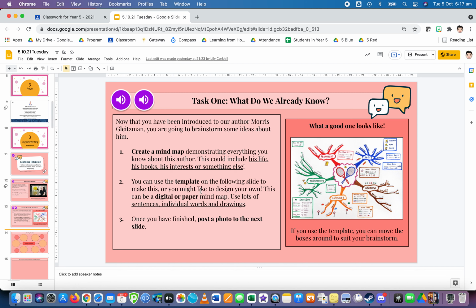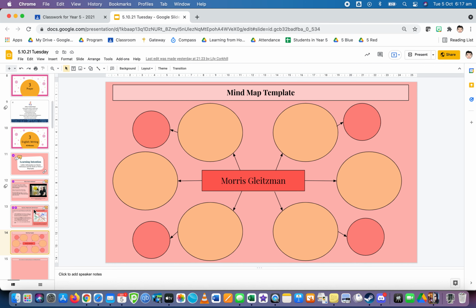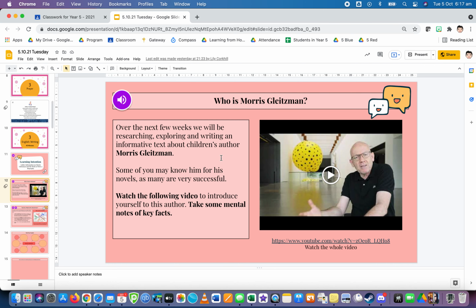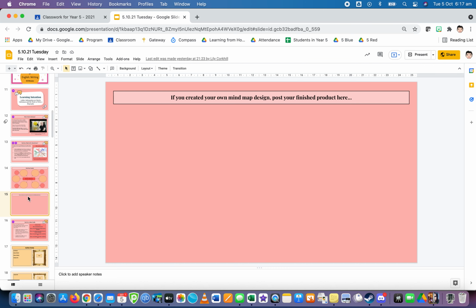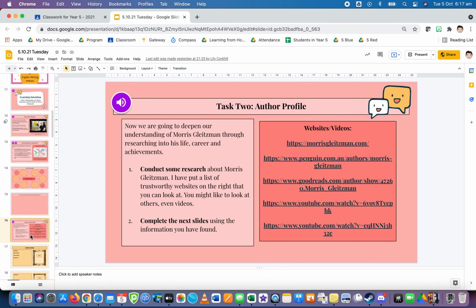You can use the template on the following slide. Here's a blank template on the following slide. Oh, I skipped too far. There you go. Or you might like to make your own. This can be digital or paper mind map. Use lots of sentences, individual words, and drawings. Once you've finished, post a photo to the next slide over here.